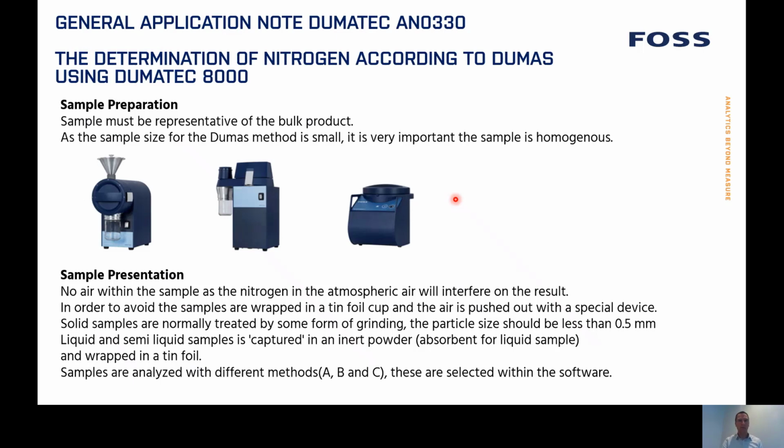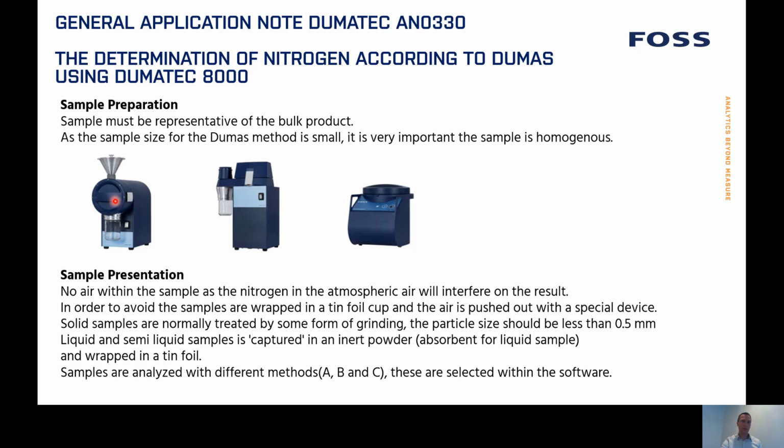An important thing for the Dumas method is that the sample needs to be representative of the bulk. The sample size for the Dumas is very small, so it's important that the sample is homogeneous, and also that there's no atmospheric air in the sample, because this will interfere with the results, as atmospheric air contains nitrogen. This is avoided by wrapping the samples in tin foil cups, and the air is pushed out with a special tool.